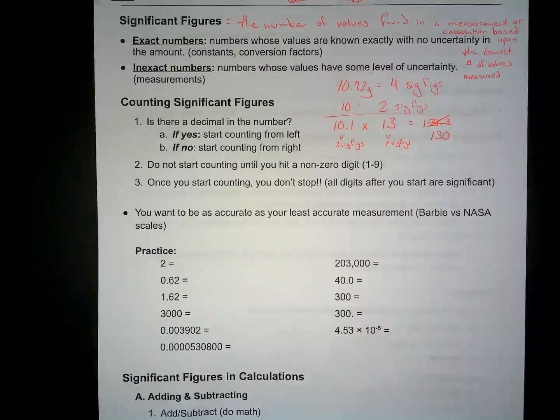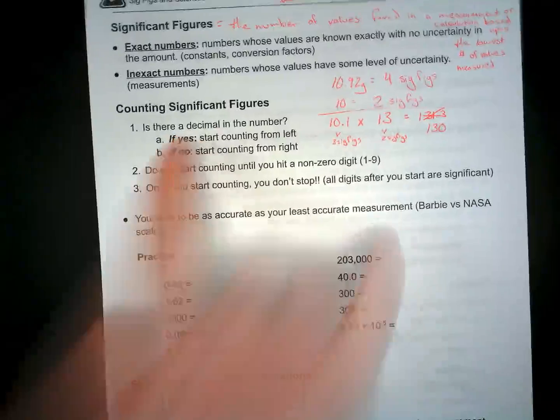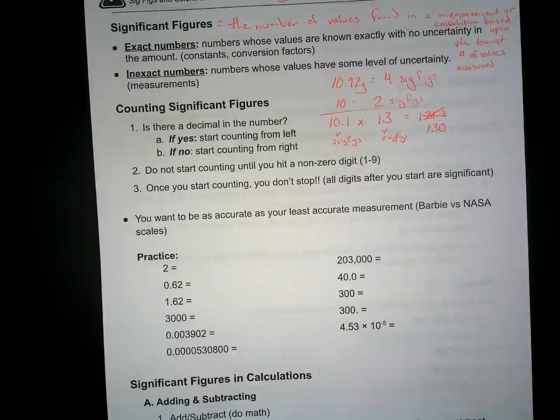Okay, so the question has to be, how do you count sig figs? The first question that you need to ask yourself is, is there a decimal in the number? If yes, you start counting from the left.